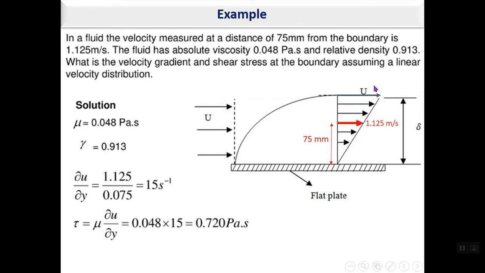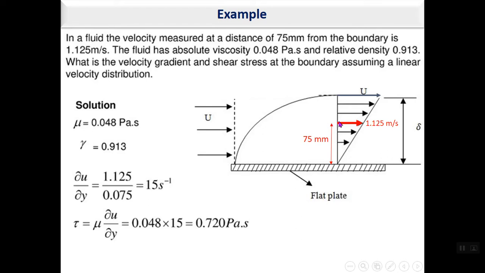Okay, this is a sketch of the problem. There's a flow over a flat plate. The velocity distribution is taken as linear, and you can see later that this is not a valid assumption everywhere, but for the sake of simplicity for this example, consider that the profile is linear, starting from 0 at the surface to the free stream velocity at the boundary layer edge. The problem says that at a distance of 75 millimeter from the surface, this is the value of the velocity.